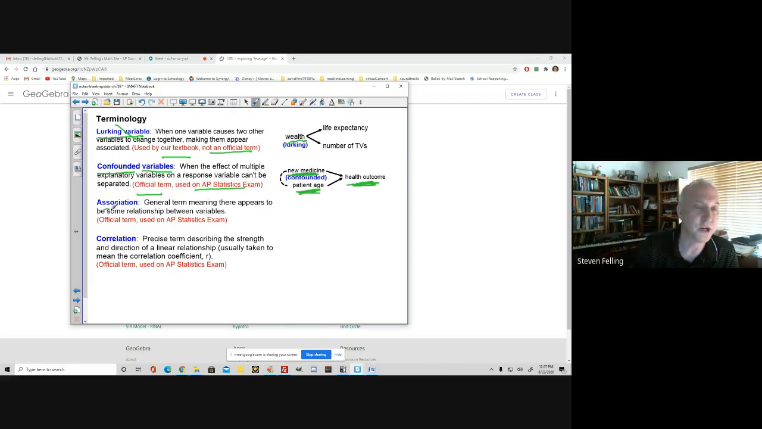Okay, the word association we know is a general meaning. That just means there's some relationship. That's an official term, but it's general. This is where we talk about an association being linear, strong, and positive, or something like that, right, in general terms. The word correlation, that's an official term. It's used on the AP test, and it specifically means the correlation coefficient. So the word correlation means correlation coefficient. So if you don't mean R, you should use the word association, okay?